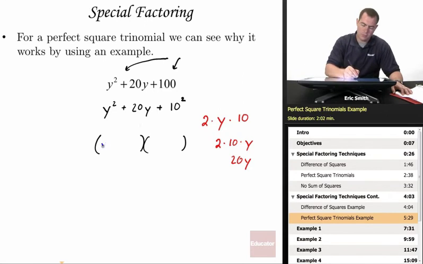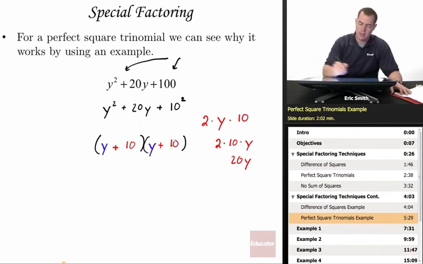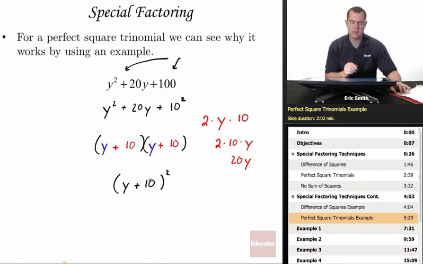My first terms will be y, and my last terms 10. And notice how y plus 10 and y plus 10, they're exactly the same. So we go ahead and write this as a single term with just a square exponent on it. Nice, very quick and easy.